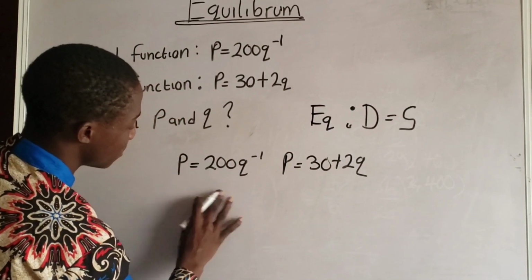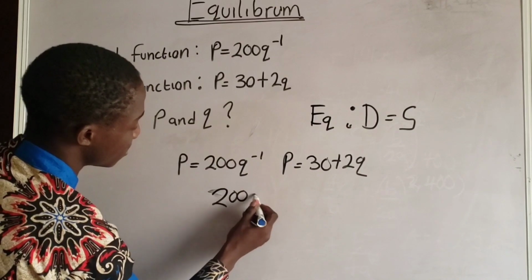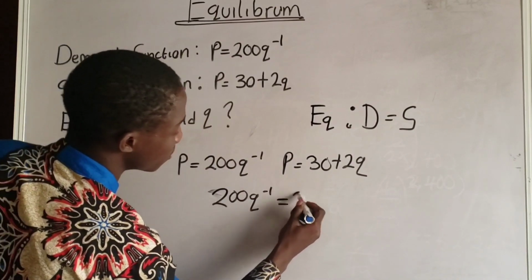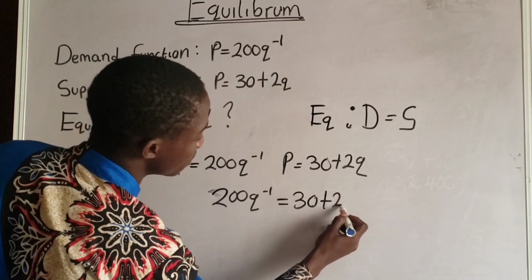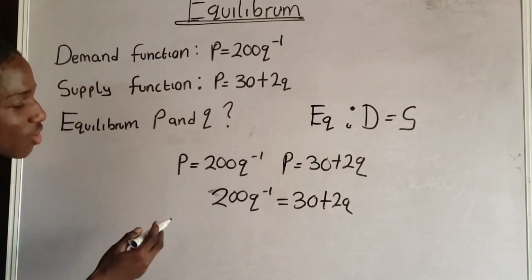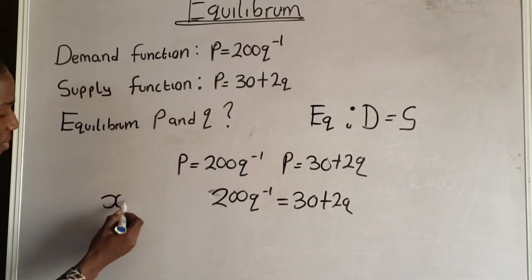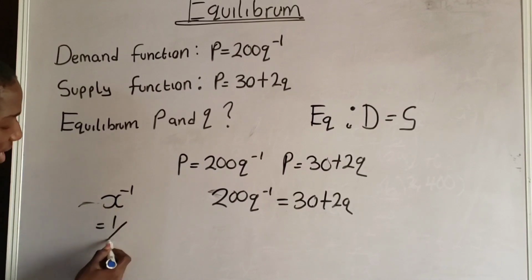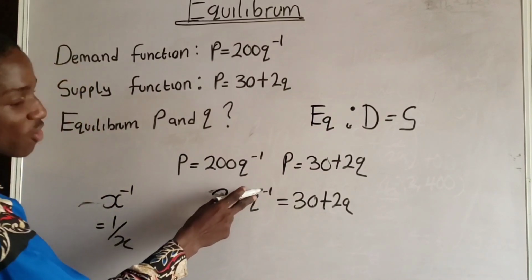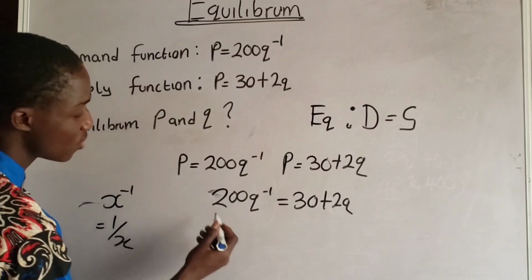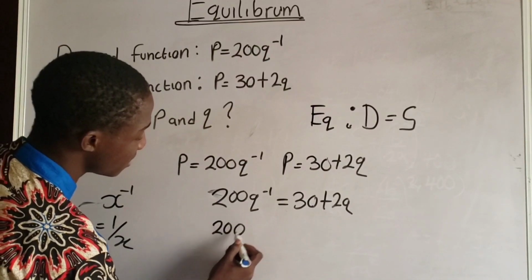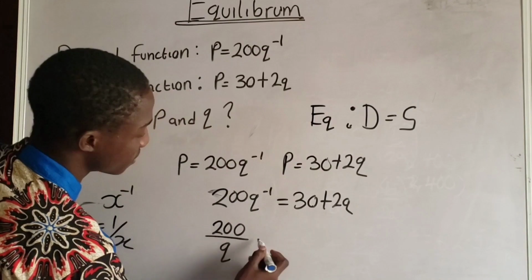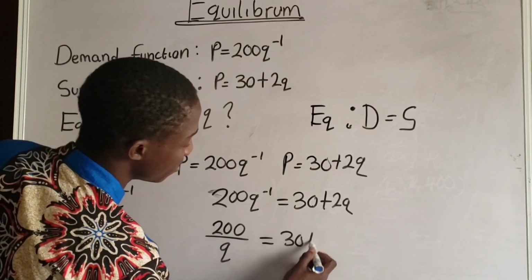I'm going to have 200Q raised to the power of minus 1 is equal to 30 plus 2Q. Don't forget, according to the law of indices, x raised to the power of minus 1 can be written as 1 over x. So Q raised to the power of minus 1 can be written as 1 over Q. So I'm going to have 200 over Q is equal to 30 plus 2Q.